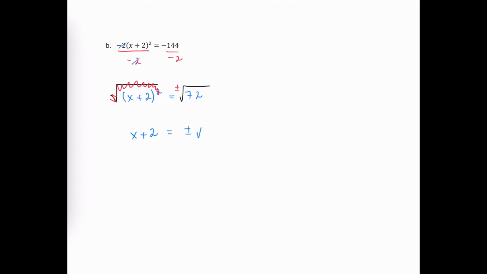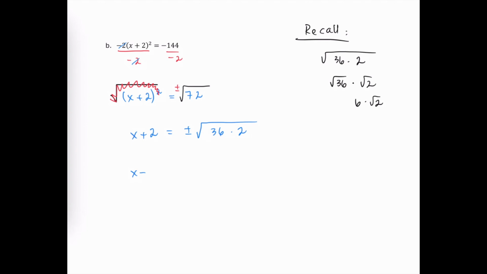On the right-hand side, we still have that plus minus, and we can rewrite 72 under the radical as 36 times 2. Now, if you'll recall that we can split a radical over multiply, so this is the square root of 36 times the square root of 2, or 6 times the radical 2. So what we now have is x plus 2 is equal to plus or minus 6 times the radical 2.